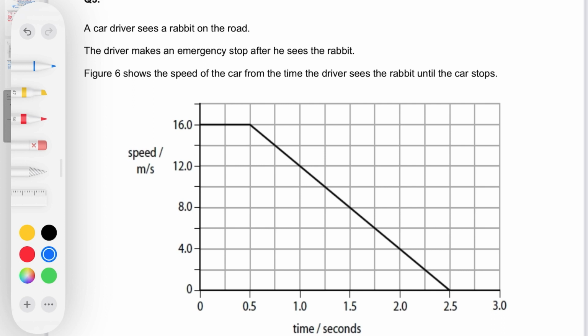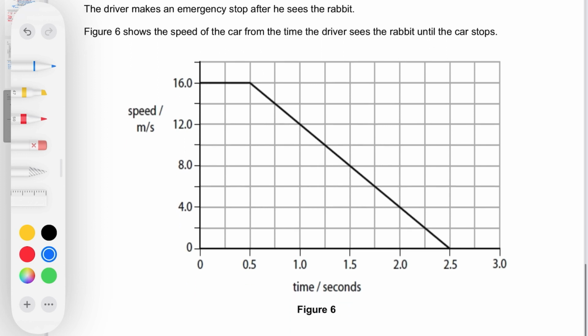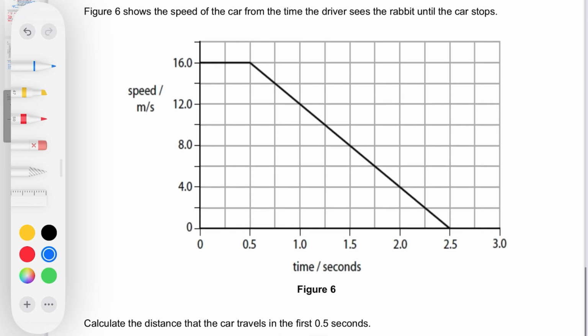Right, into our final questions. Question number 3. A car driver sees a rabbit on the road. The driver makes an emergency stop after he sees the rabbit. Figure 6 shows the speed of the car from the time the driver sees the rabbit until the car stops. So we've got a speed time graph, right here.